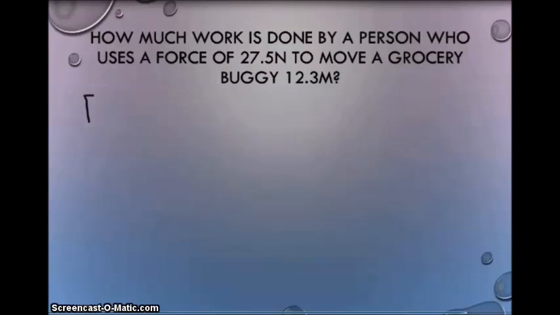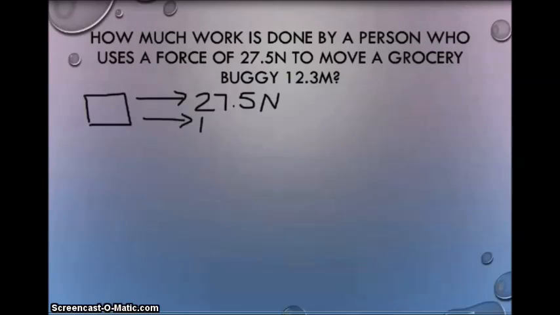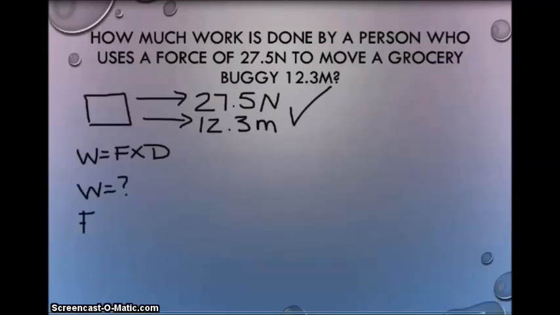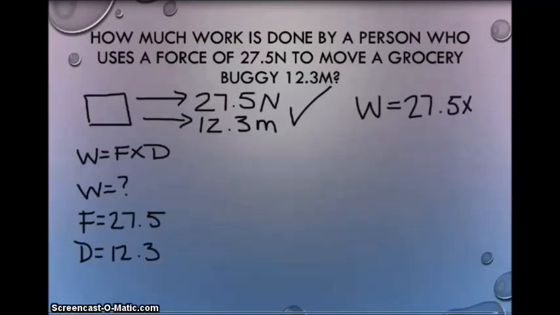So in this practice problem, it says, how much work is done by a person who uses a force of 27.5 to move a grocery buggy 12.3 meters? We know it's in the same direction. Work is equal to force times distance. We need to solve for work, so we have the force and the distance. All you have to do then would be set it up and then multiply. So we have 27.5 times 12.3.